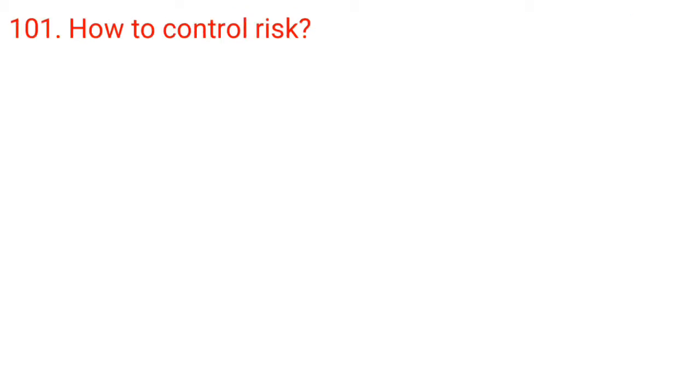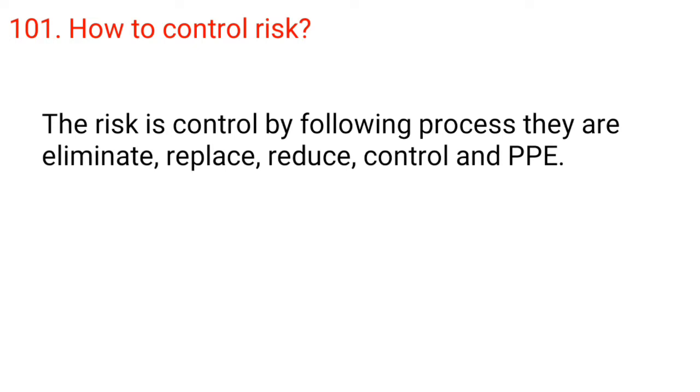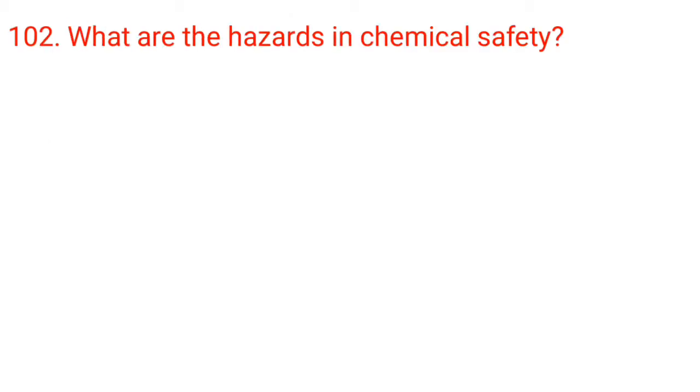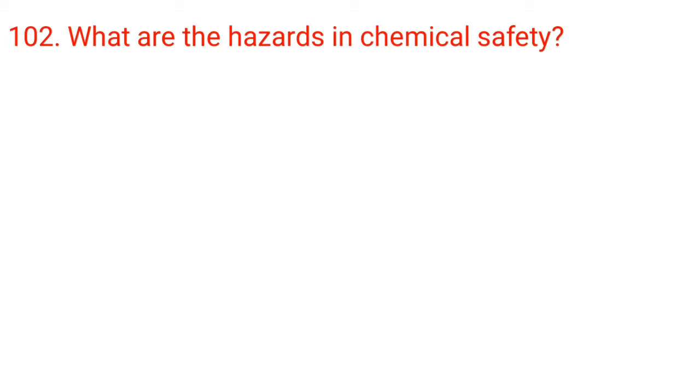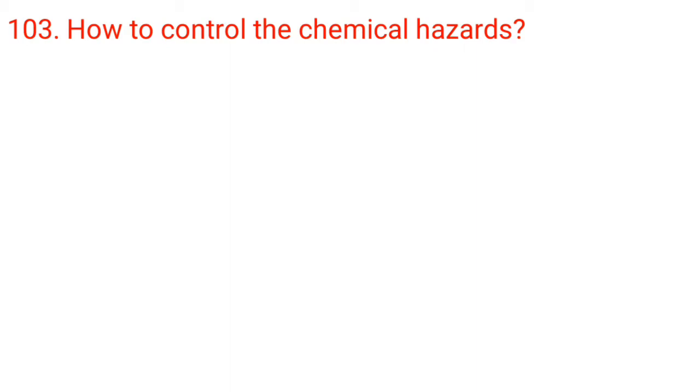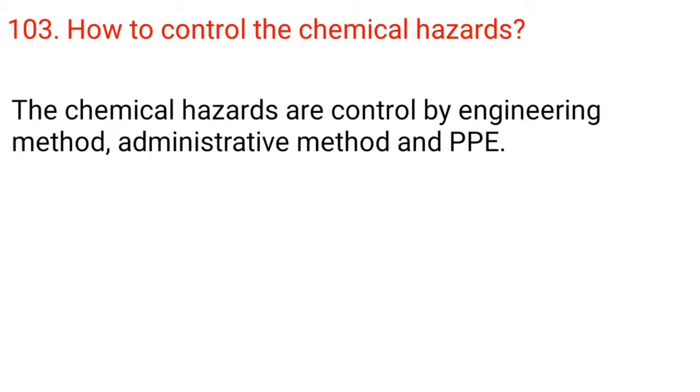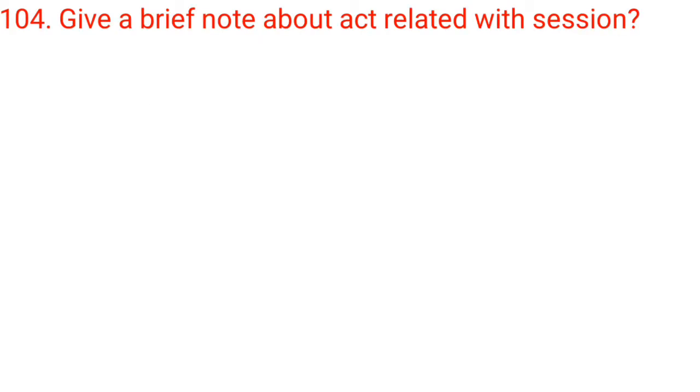101. How to control risk? The risk is controlled by following the process: eliminate, replace, reduce, control and PPE. 102. What are the hazards in chemical safety? 1. Danger due to fire/explosion. 2. Danger due to toxicity. 103. How to control the chemical hazards? The chemical hazards are controlled by engineering method, administrative method and PPE.